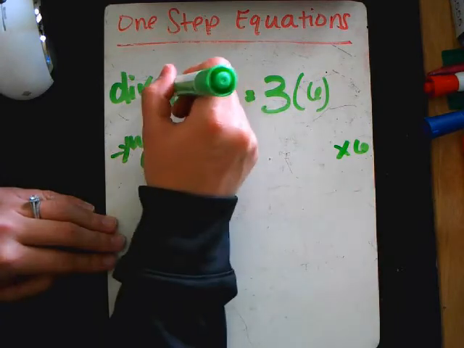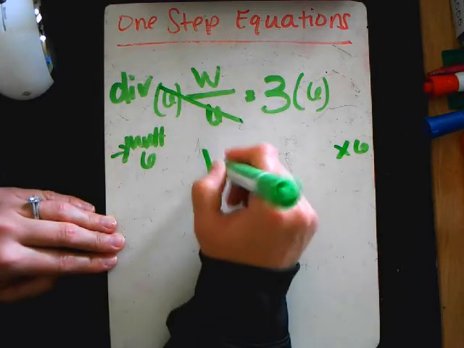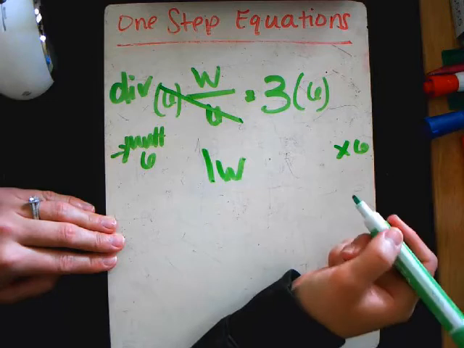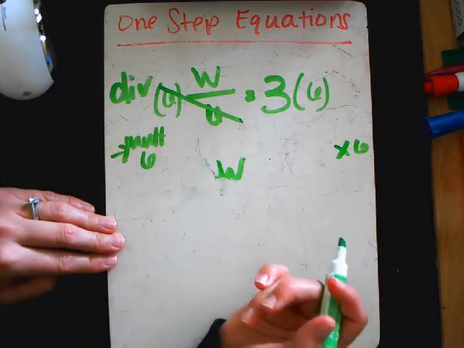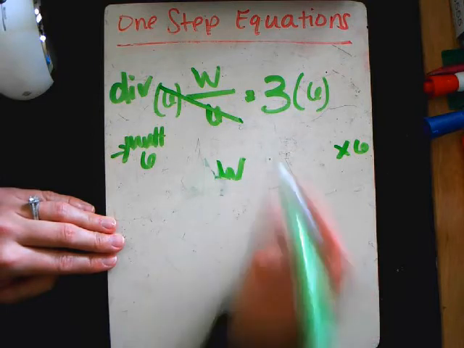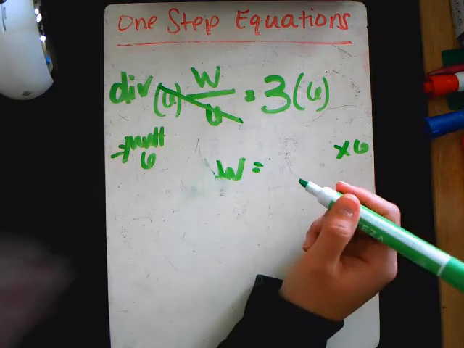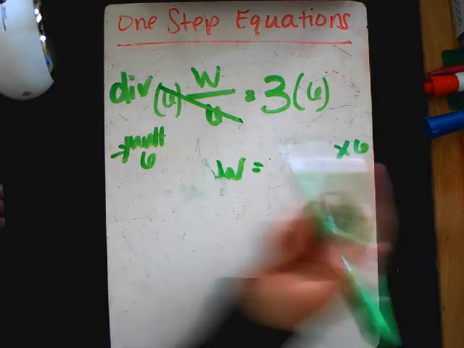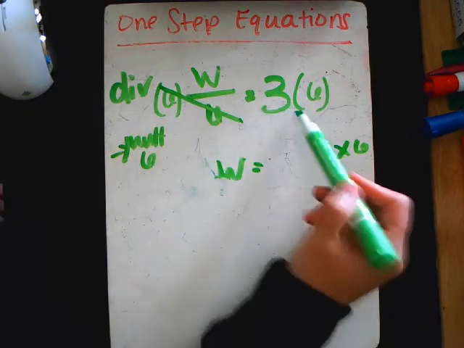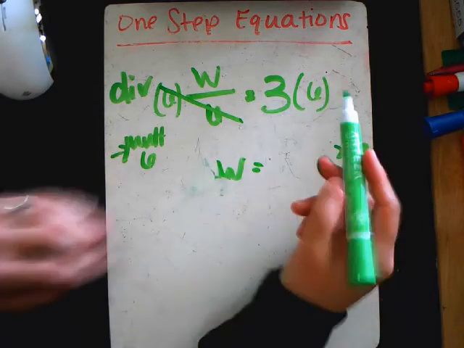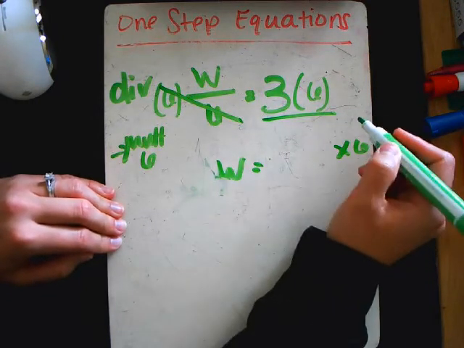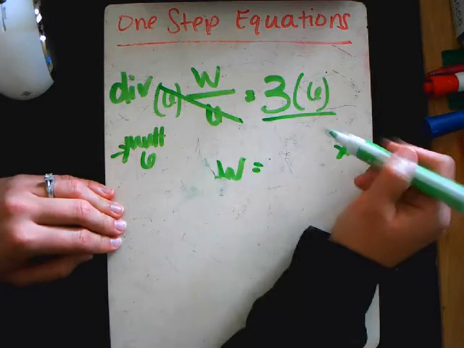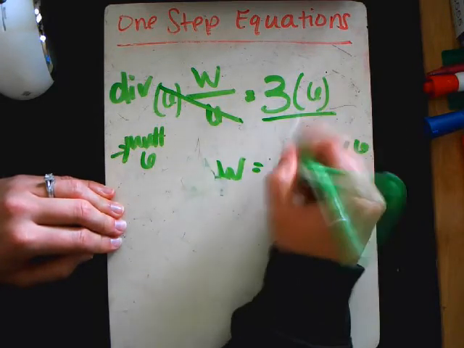Well, 6 divided by 6 right here is 1, leaving us with 1w. But remember, mathematicians are lazy, and we don't have to have that 1 there. So we don't write it, because we're lazy. And this is where we get a lot of confusion. A lot of people think that because we divided on this side, we divide on this side, even though that's not what we have written. We have written 3 times 6. So we need to multiply 3 times 6. So we take 6, 12, 18, and we get 18.